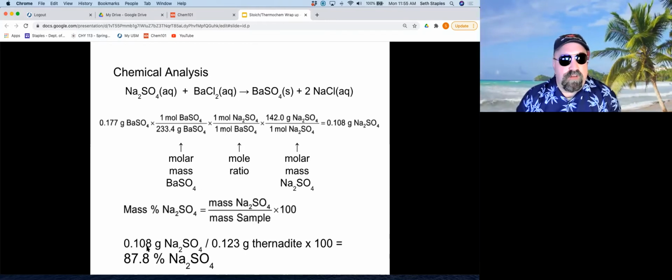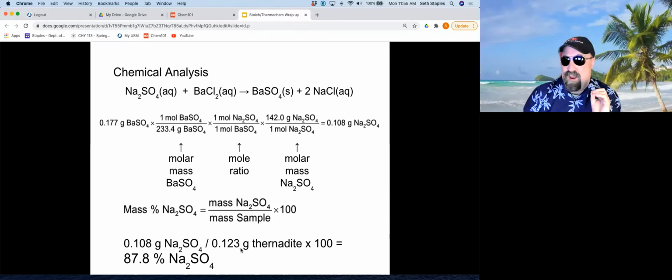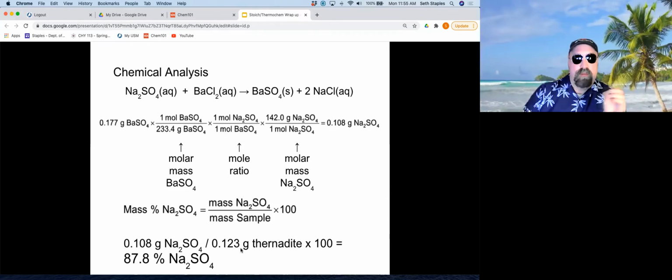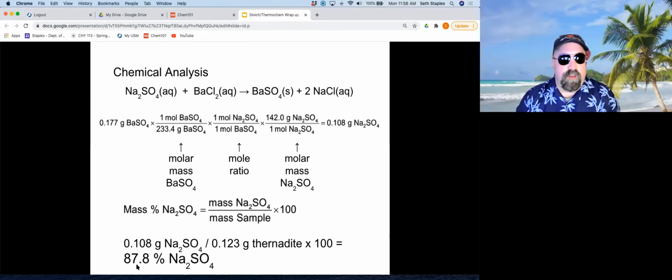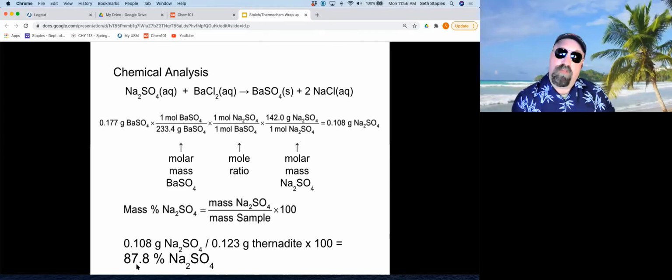We take that 0.108, divide it by the 0.123 grams of the entire mineral that we had initially. And again, multiply by 100 to convert to a percent, and we come up with our percent composition of sodium sulfate in this original mineral sample.